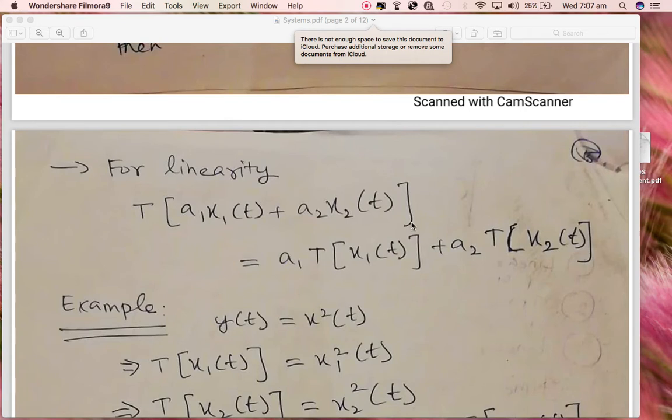So this is a mathematical condition which is needed for any system to pass, because any system has its mathematical equation, and that mathematical equation has to pass this mathematical condition in order for that system to be linear, otherwise it is a non-linear system.